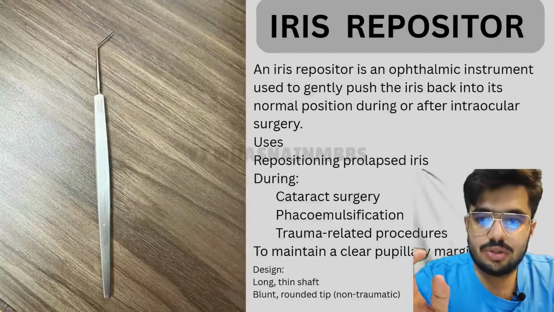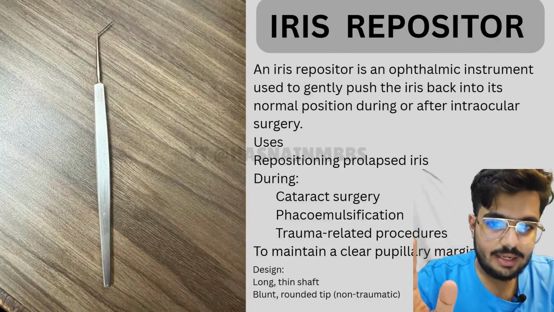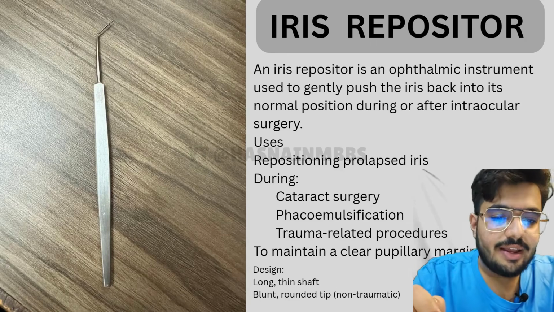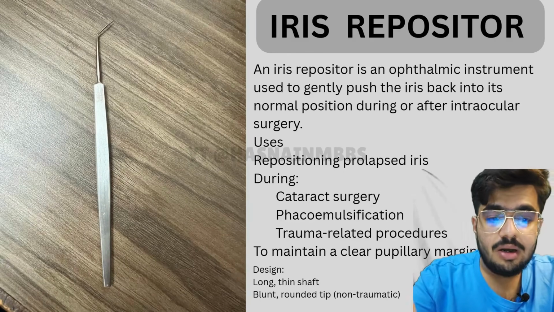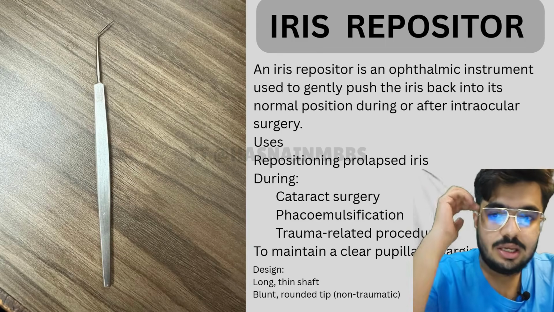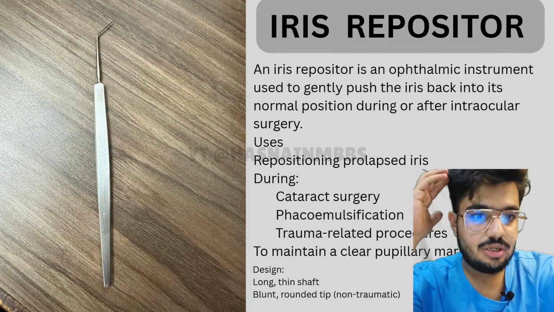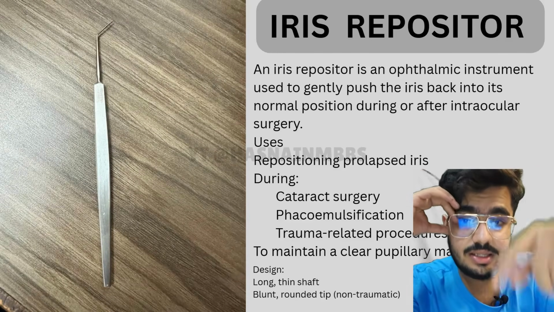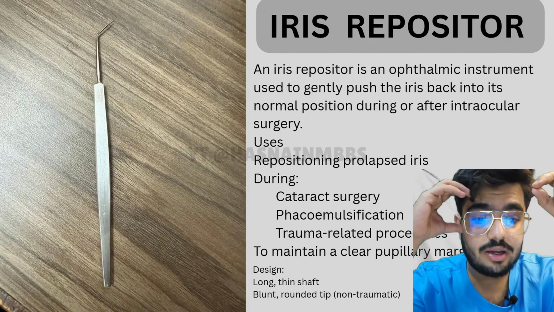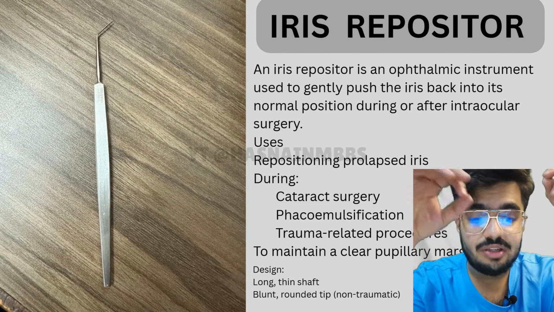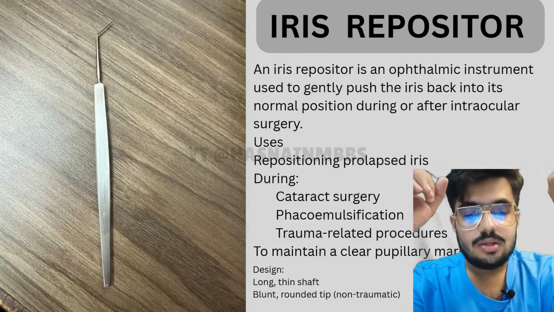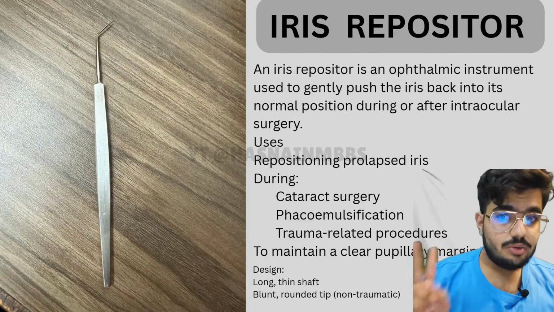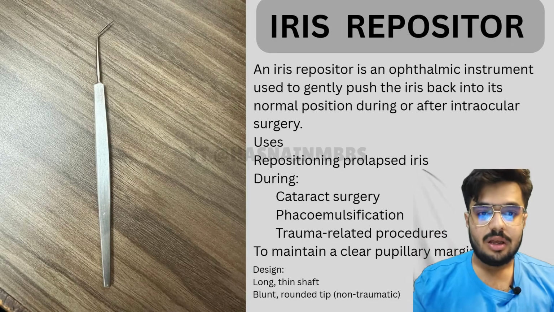The iris repositor is used to reposition the iris. It is blunt and non-traumatic. In surgery like cataract surgery or phacoemulsification or trauma, when the iris position is changed, we use this to reposition it to the normal position. Its design is a long, thin shaft with a blunt, round tip. So this was about the iris repositor. The iris repositor and the IOL dialer look very similar. Don't get confused, both have different functions.